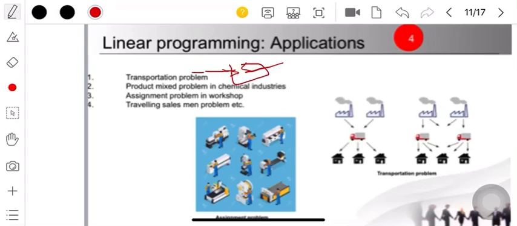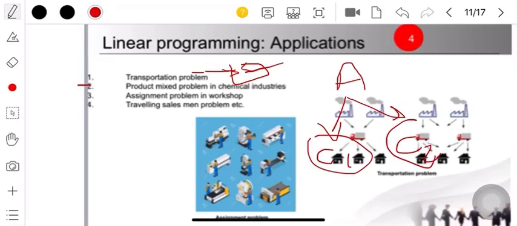The second application is the product mix problem in the chemical industry. What is the product mix problem? Suppose we have to make an alloy. To make the alloy A, we have to mix two materials, let's say C1 and C2. So what should be the optimal mixture of C1 and C2 so as to minimize the cost? This is the product mix problem.